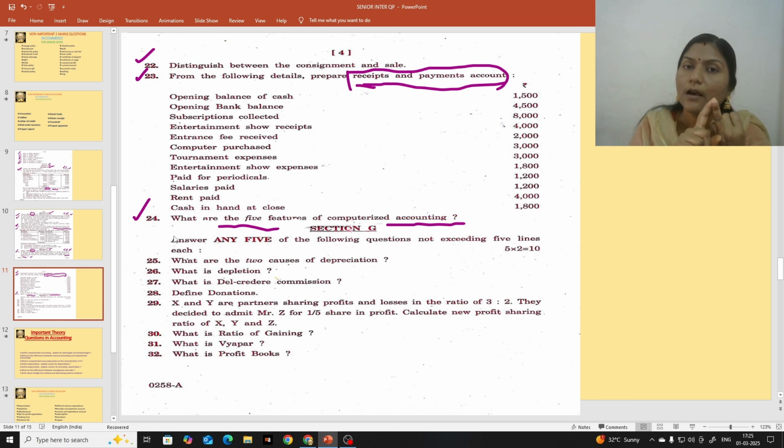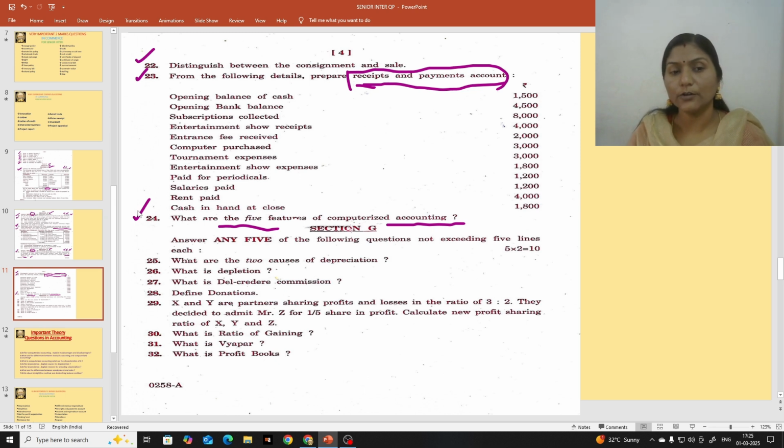One is features of computerized accounting, second one is advantages and disadvantages of computerized accounting, third one is difference between manual accounting and computerized accounting. Total 3 very important questions are there. Out of these 3 you will get 1 question compulsorily, for 5 marks. So these are total 4 questions.